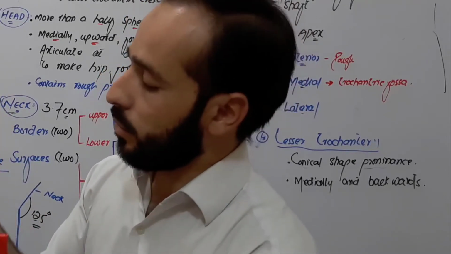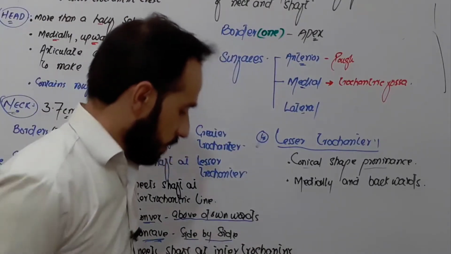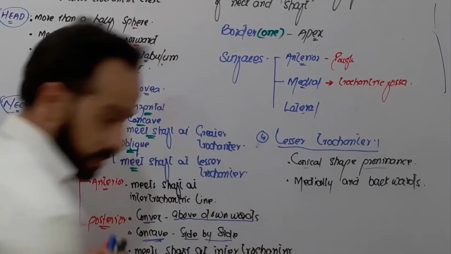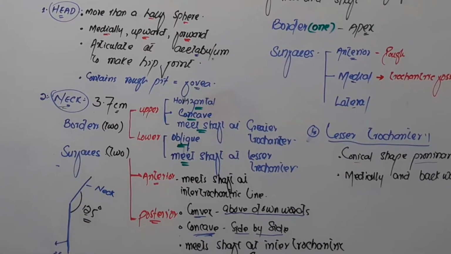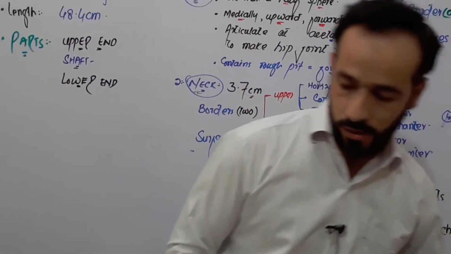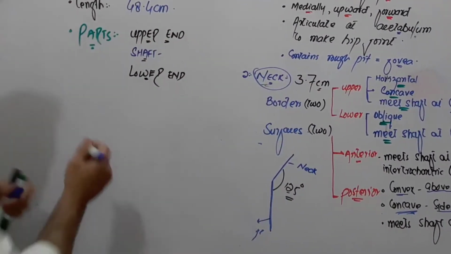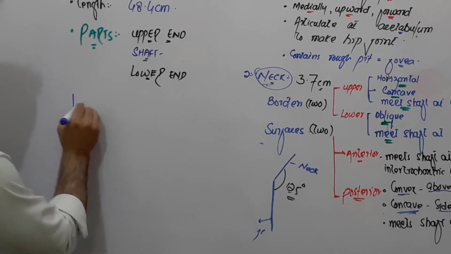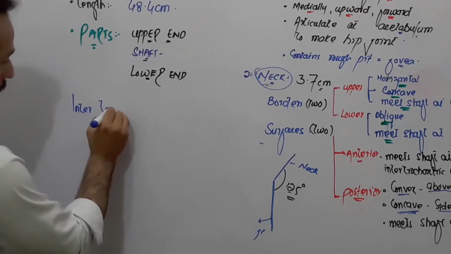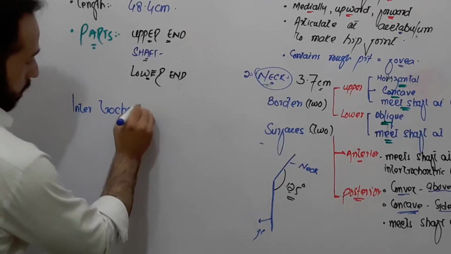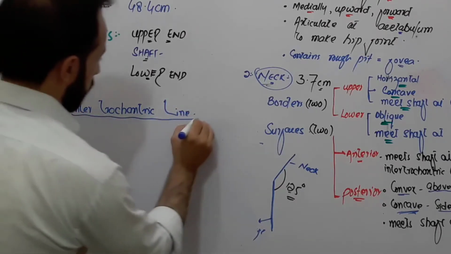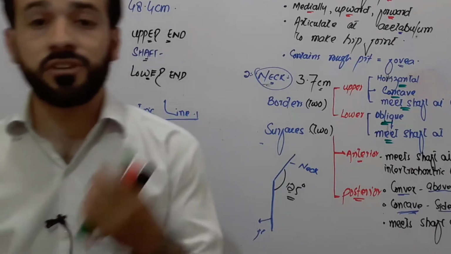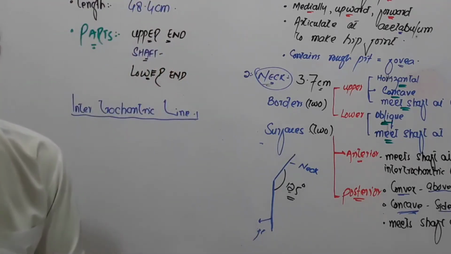That's so simple. Okay, let's do it also. There is the intertrochanteric line. I will write it here. Intertrochanteric line, right, and then there is the intertrochanteric crest. Now let's see about the intertrochanteric line.